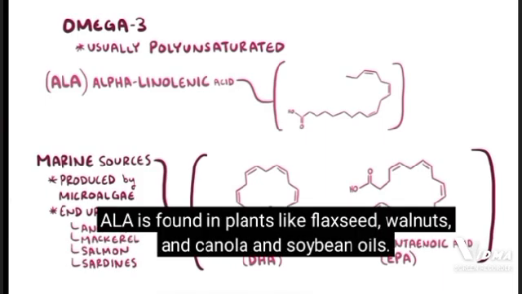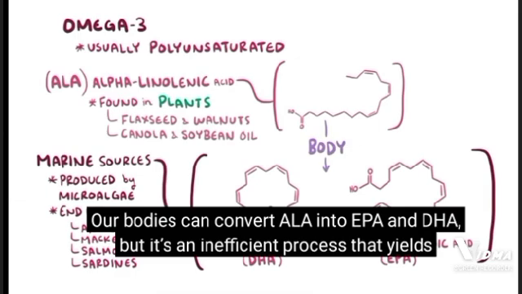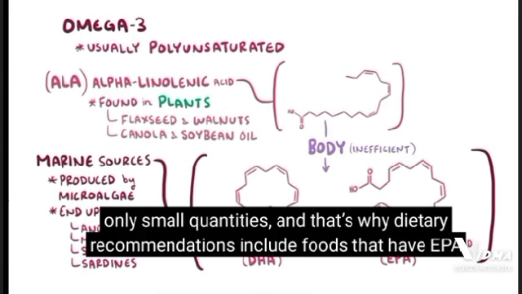ALA is found in plants like flaxseed, walnuts, and canola and soybean oils. Our bodies can convert ALA into EPA and DHA, but it's an inefficient process that yields only small quantities. And that's why dietary recommendations include foods that have EPA and DHA.